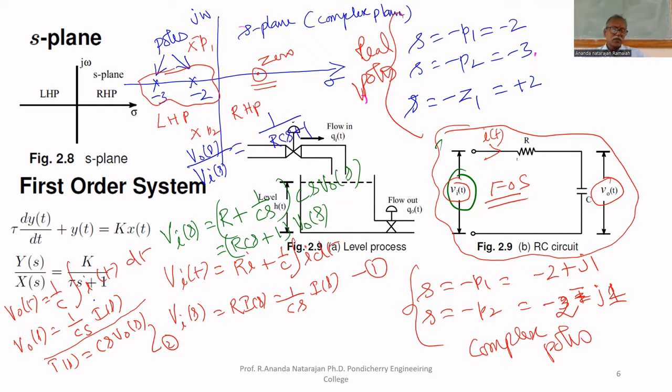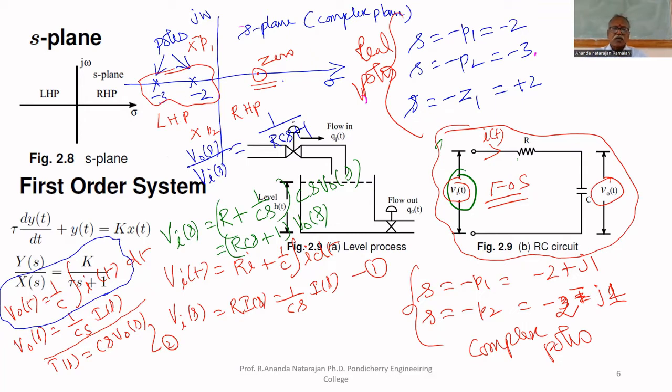What is the order of this differential equation? It is not a differential equation, it is an integral equation. If we differentiate this once, what will you get? dVi of t by dt equals di by dt plus 1 by C I of t. That's all. So it is a first order differential equation.